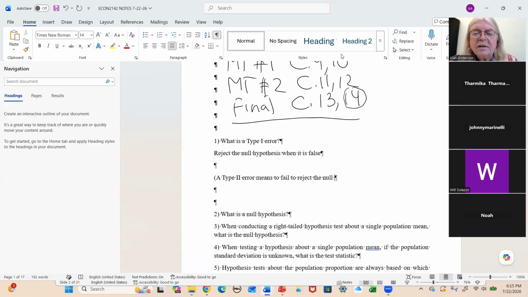Oh, I'm sorry. I just realized I goofed this up royally. This should have said true. Reject the null when it is true. If we reject it when it's false, it's not an error. So reject the null when it is true is type 1 error. Type 2 error means fail to reject the null when it is false. All right, now we're good.